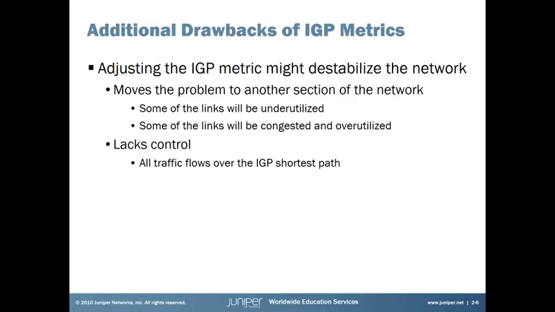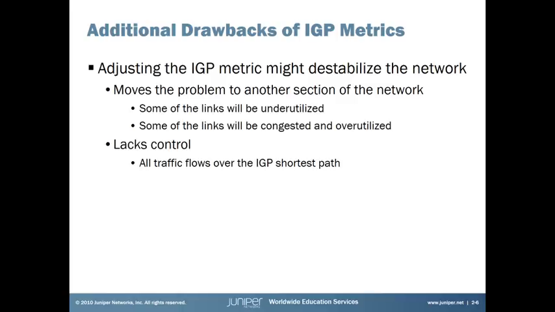Some of the drawbacks of the IGP metrics is that adjusting the IGP metric might destabilize the network, and it could just move the problem on to another part of the network. So yes, we're now utilizing the underutilized part, but maybe we've now got another part of the network that's underutilized as a result of us changing the metrics. So you end up with some of the links being underutilized and others being congested and overutilized. Some are just maxed out on their bandwidth.